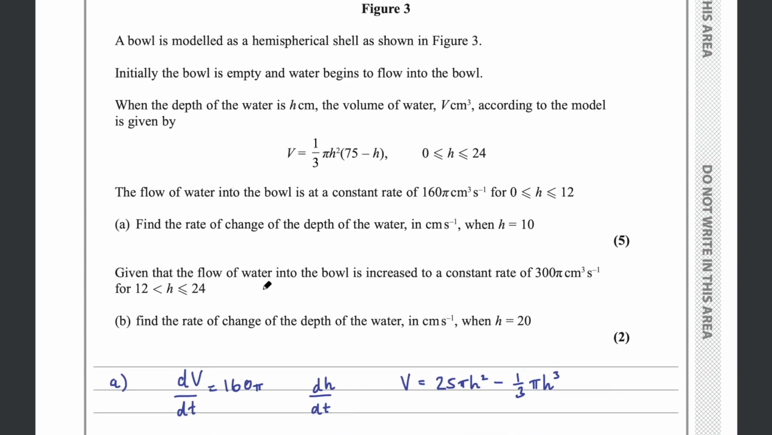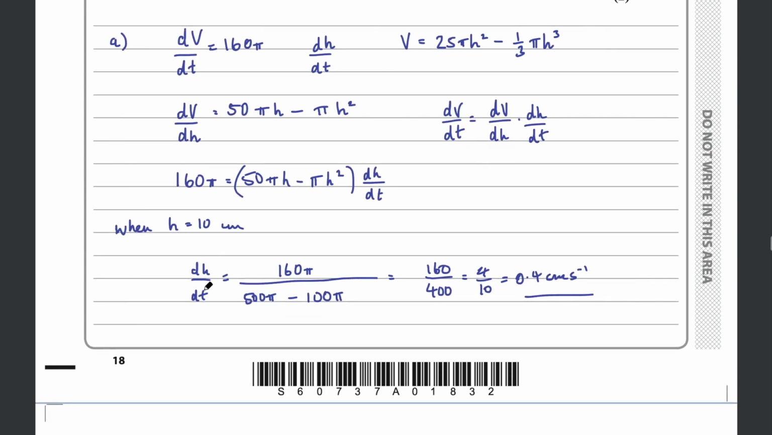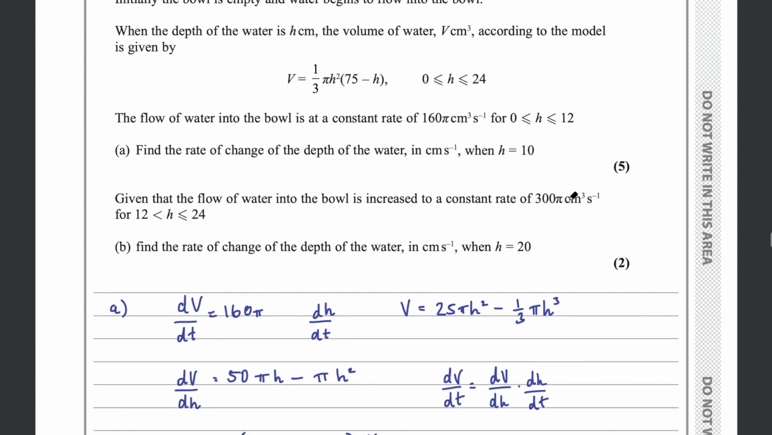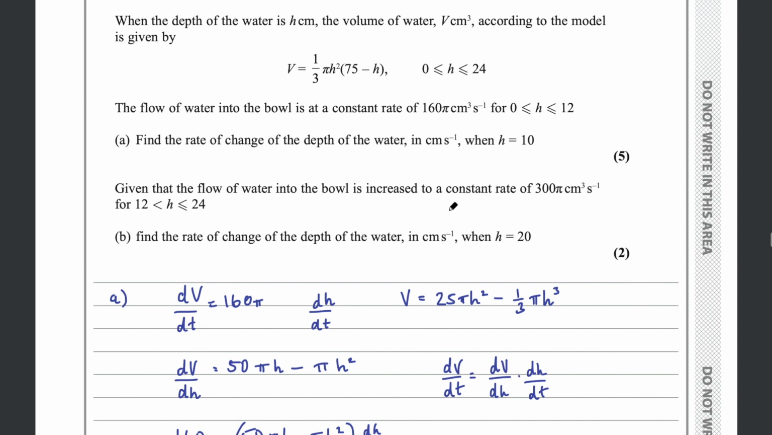Part B says, given that the flow of water into the bowl is increased to a constant rate of 300 pi centimeters cubed per second for h between 12 and 24, find the rate of change of the depth of the water in centimeters per second when h equals 20. Okay, so this is only 2 marks because we've done all the hard work already. We already have an expression for dh on dt, and all we need to do is change this 160 pi to 300 pi and h to 20.